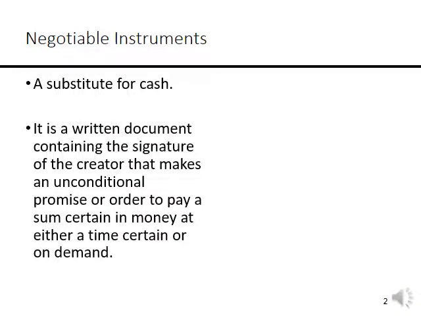In order for an instrument to be negotiable, it has to be in writing. It has to be signed by the creator of the negotiable instrument. There has to be an unconditional promise to pay. And the words of negotiability have to be there, either order or bearer. And it has to be some certain amount of money. It does not have to be dollars, but some certain amount, like 300 is a sum certain, the amount. And it has to be payable either at a specific time, like 6 months from the date of the instrument, or it has to be payable on demand when the party presents the instrument to be paid.